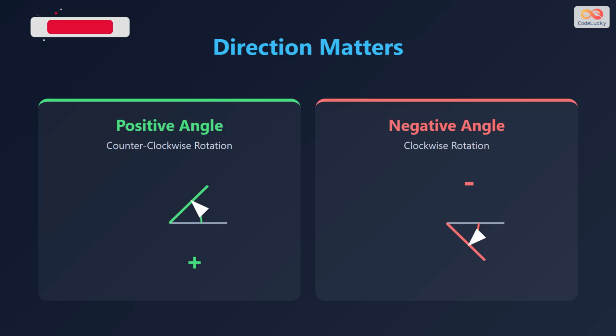When dealing with rotation, direction is everything. If you rotate counterclockwise, opposite to the hands of a clock, the angle is positive. If you rotate clockwise, the angle is considered negative. This distinction is vital when graphing angles.